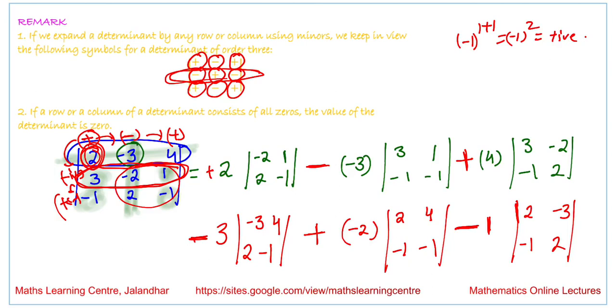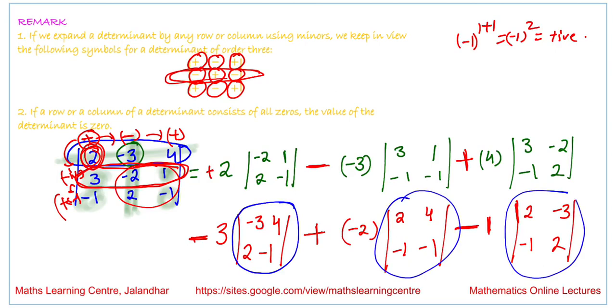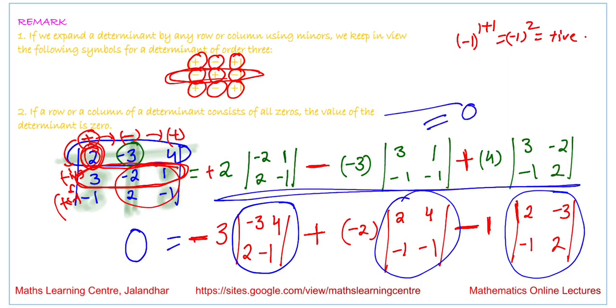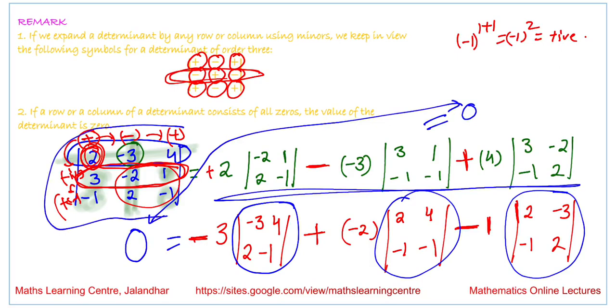So when you open these determinants and solve them, you will get some number over here. When you open all these determinants and solve, you will get some number over here, and both of these will be equal because these are the determinants of the same matrix.